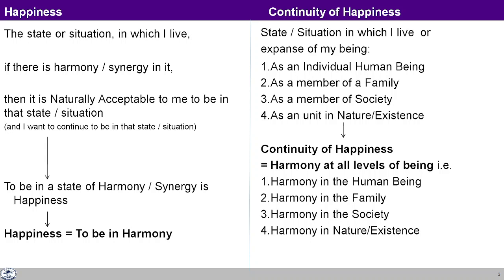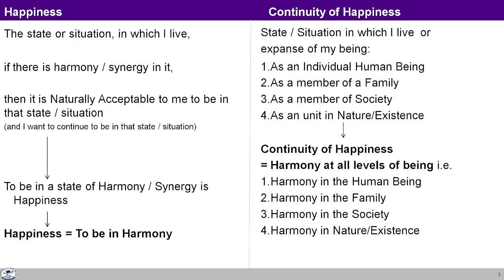The state or situation in which I live is the expanse of my being. The self can expand its being as an individual human being, as a member of a family, as a member of a society, as a unit in nature and existence. So continuity of happiness is equal to harmony at all levels of being: harmony in the human being, harmony in the family, harmony in the society, harmony in nature and existence.